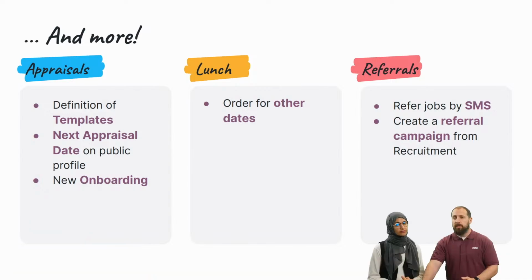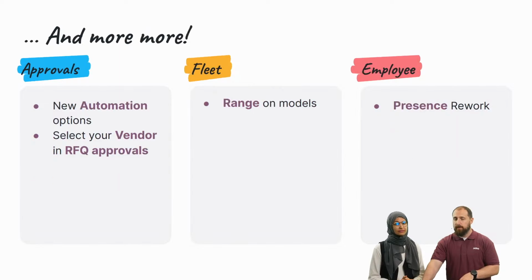In the lunch application, it's going to be possible to order for other dates. So you're going to be able to also order for the whole week, for instance. So you can order in the future. In the referrals, it's going to be possible to refer jobs by SMS or also to create referral campaigns from the recruitment application. Then you've got in approvals some new automation options. You've got the possibility to select the vendor directly in the RFQ approvals.